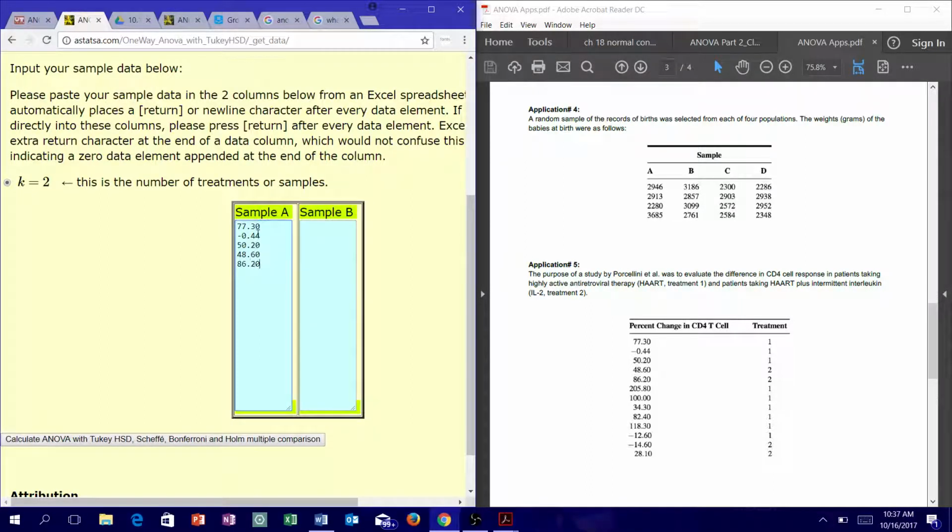No, all the ones go together and all the twos go together. So this is the second treatment. All the ones are one group and all the twos are the second group. Yeah, that was annoying.